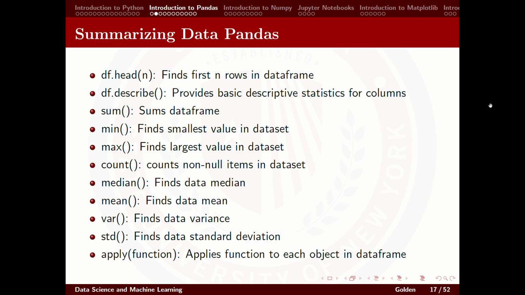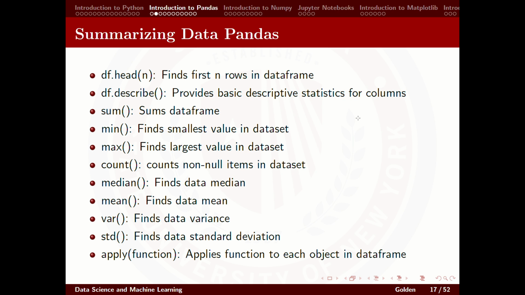So in terms of summarizing data using pandas, df.head finds the first n rows in a data frame. df.describe provides descriptive statistics for columns, mean, median, range, whatnot. Sum sums the data frame along a particular axis. Min finds the smallest value in a data set. Max finds the largest value. Count counts the non-null items. Median finds the data median. Mean finds the data mean.